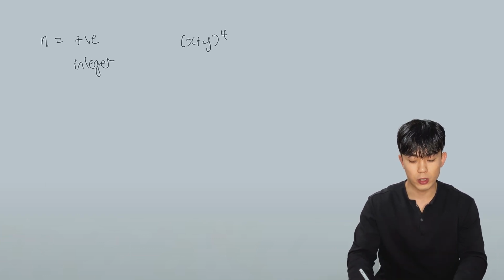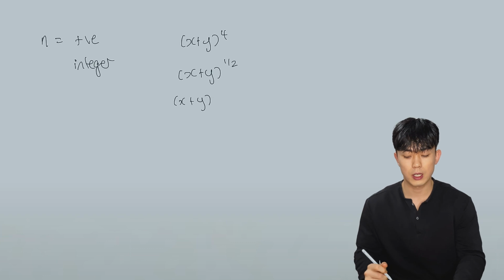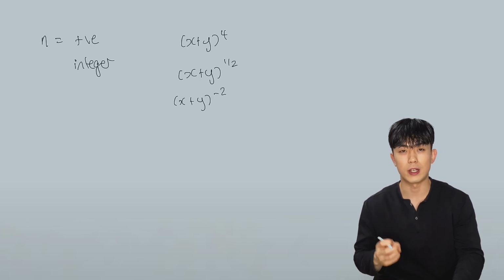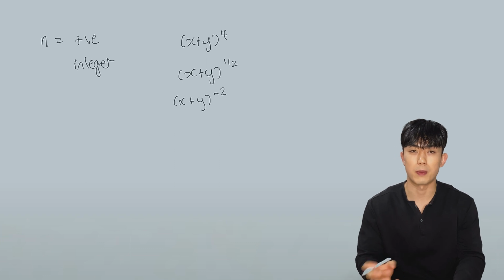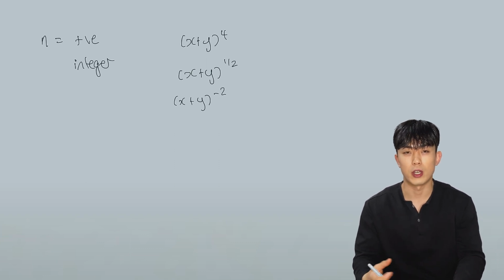However, if I ask you to expand x plus y to the power of half, or even x plus y to the power of -2, in this case now our n value is no longer a positive value or an integer, so we can't use the equation we learned in part 1. And instead we have to use a new formula. And this formula can be seen here. Like the formula in part 1, it's very simple to actually use. It's just a matter of differentiating which one you should be using in each case.